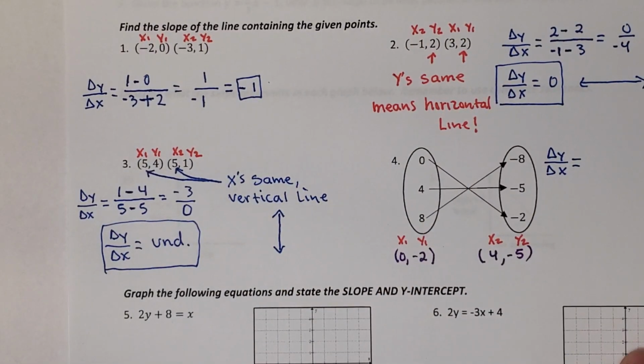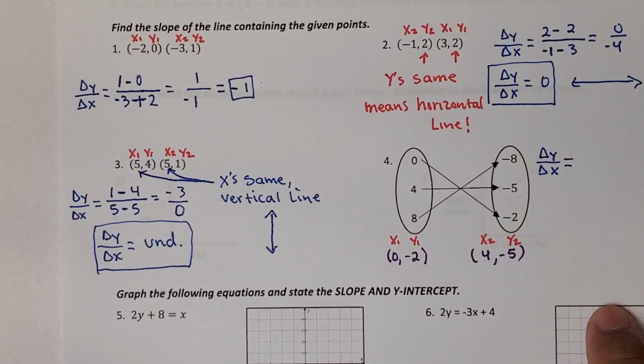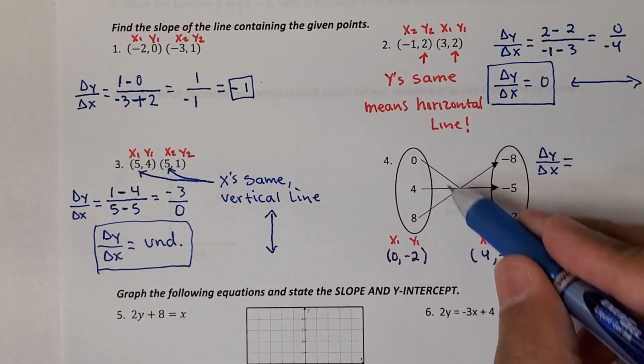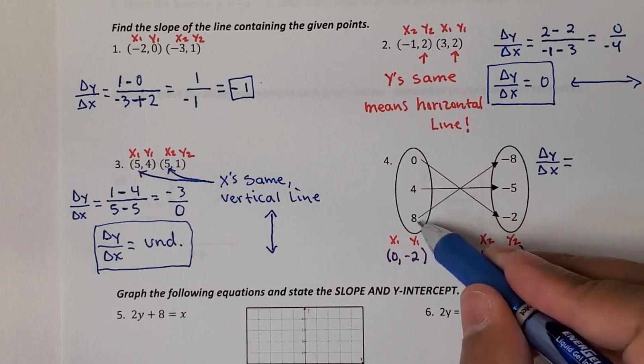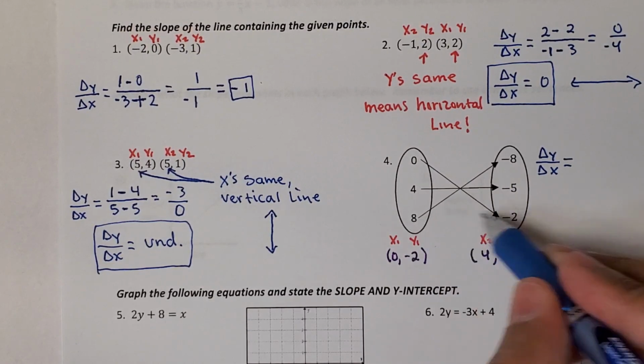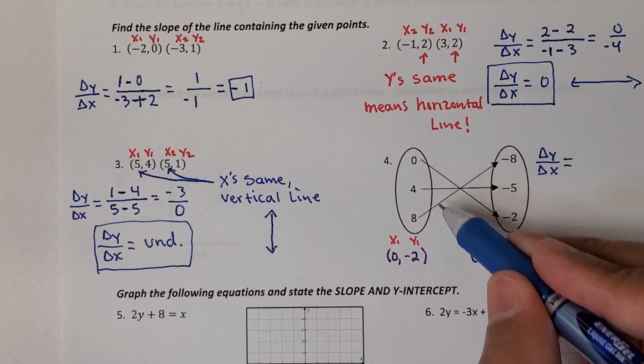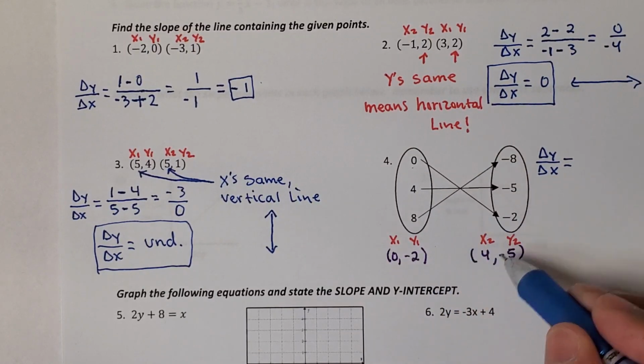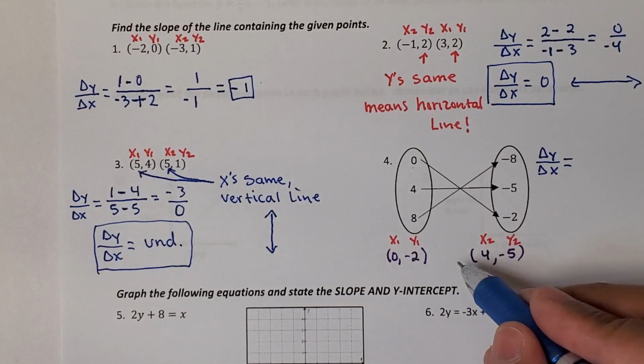All right, on the next example, I have a mapping. Okay, so on a mapping, I just chose 2 points, so I chose the first 2 points, but I could have chosen the last point. Okay, so I chose these two: 0, negative 2, and 4, negative 5. And I also labeled them.